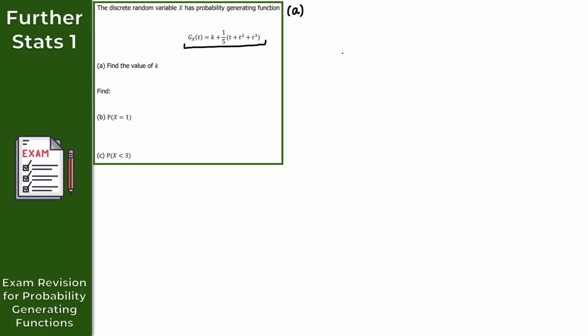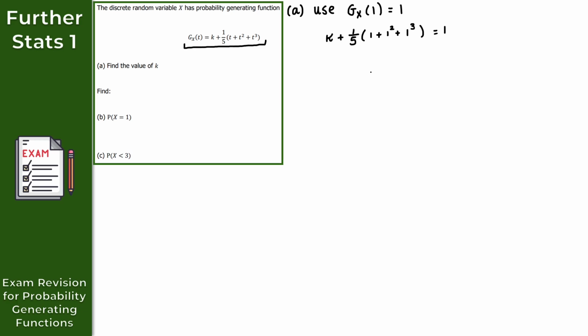To do this here, we need to use the following property for probability generating functions. We're going to use g of x when t equals 1 is equal to 1. Okay. So in that case then, what do we get here? Well, I get k plus 1 over 5, which we then times by 1 plus 1 squared plus 1 cubed. And this here, as this property states, is all equal to 1.